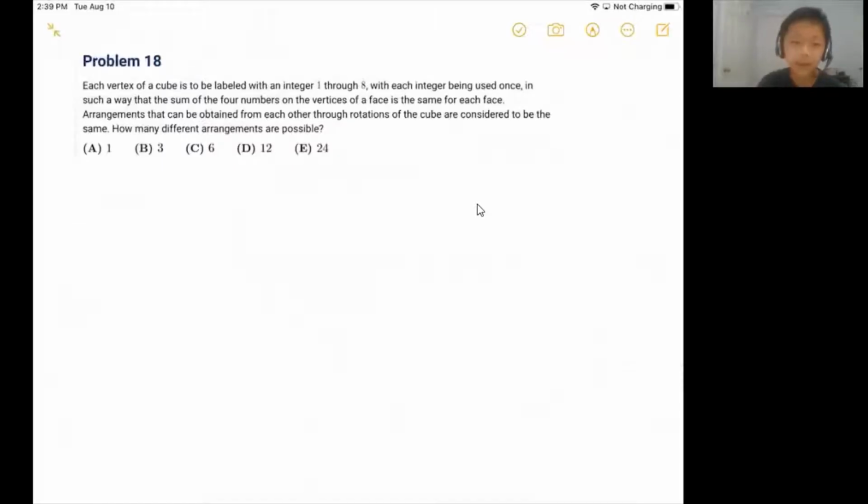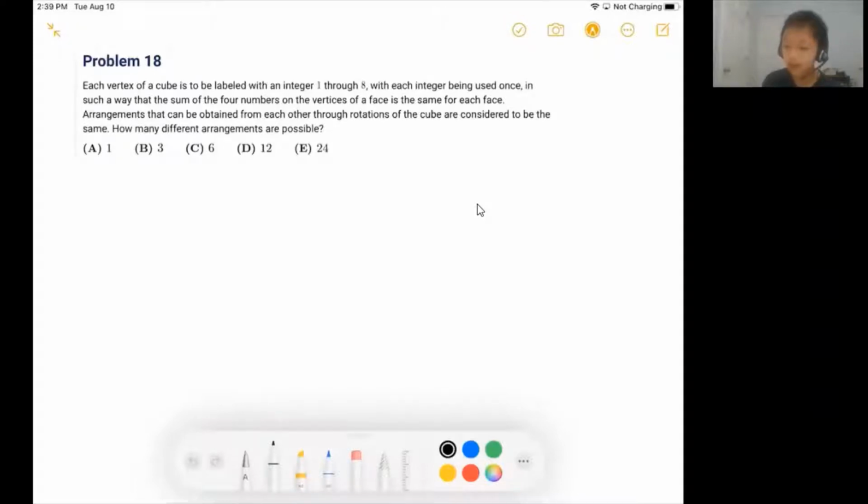All right, so question number 18. In this question, we have a cube, and each vertex of the cube is labeled from 1 through 8. We want to use each integer exactly once, such that the sum of the four numbers on the vertices of each face is the same. And we want to find how many different arrangements there are, where rotations are considered the same.